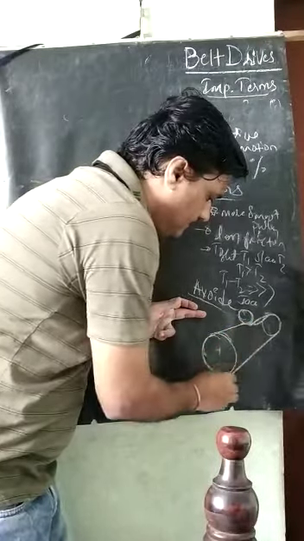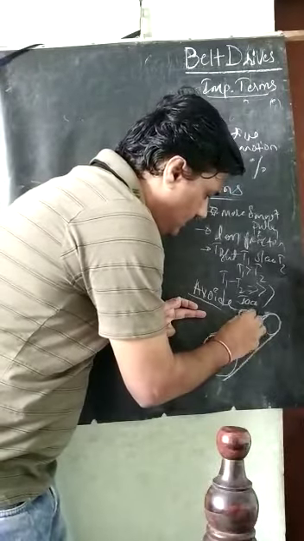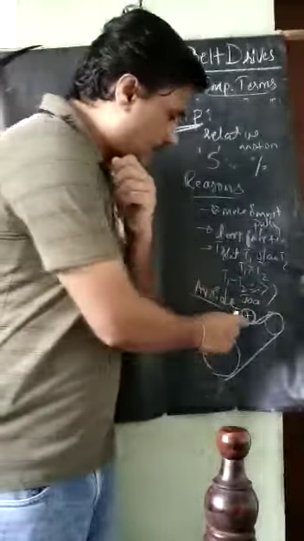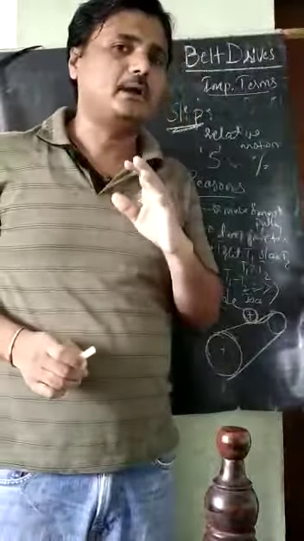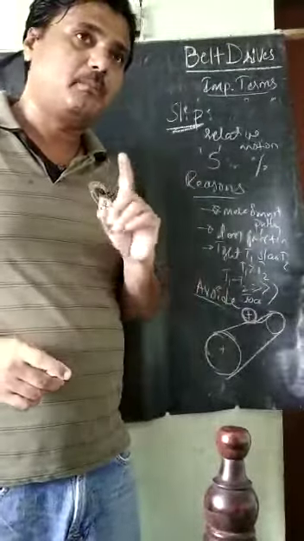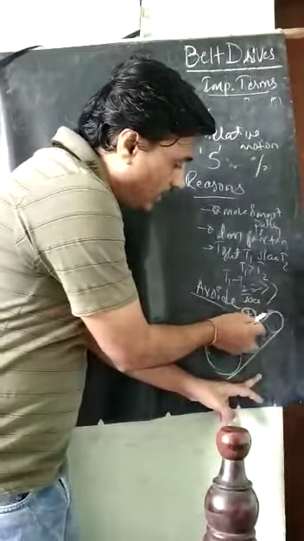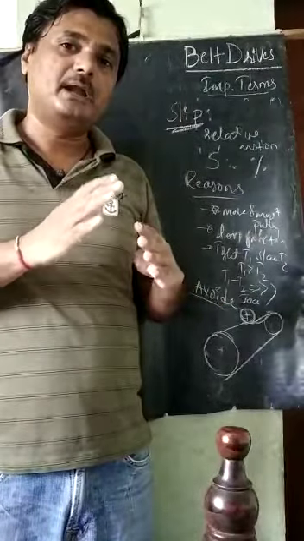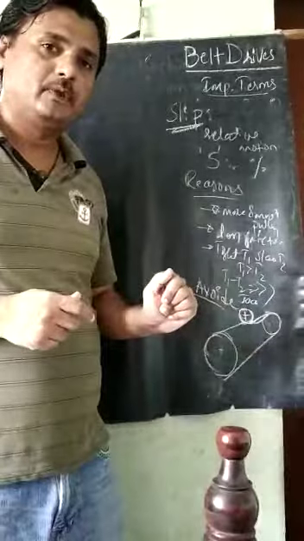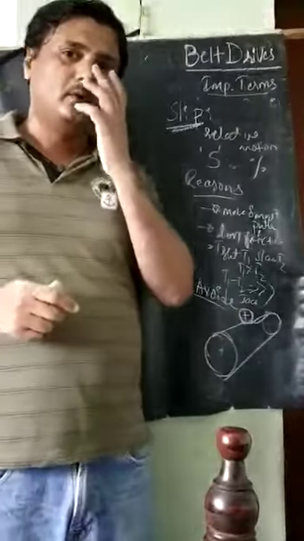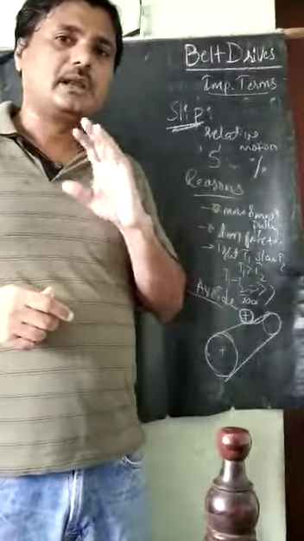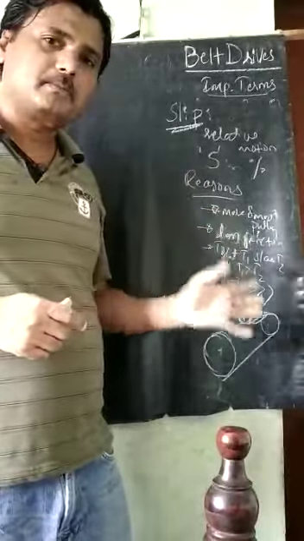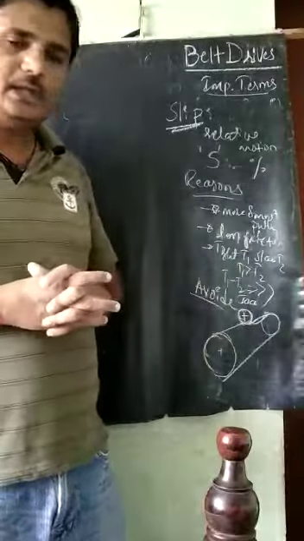So this is actually an idle pulley. It does not take part in the power transmission, but it increases the contact between the belt and the smaller pulley. Therefore, by this we can also reduce the slip, because we increase the frictional grip by using the jockey pulley in this case.